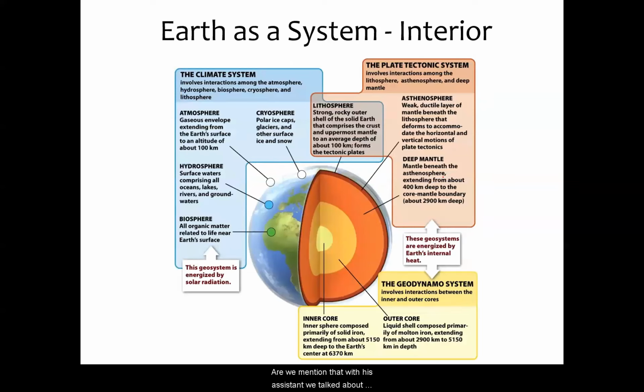So we've mentioned that Earth is a system. We've talked about these exterior subsystems, the atmosphere, cryosphere, lithosphere, hydrosphere, and biosphere, and what drives those. But we can also talk about just the Earth's interior extending up into the lithosphere as the plate tectonic system. So interactions among the lithosphere, asthenosphere, which is part of the Earth's interior, and the deep mantle. And we can talk about the interactions between these subsystems and the way that they work on one another. And in particular, how the plate tectonic system is partially driven and informed by the Geodynamo System, which is made of the outer core and the inner core.